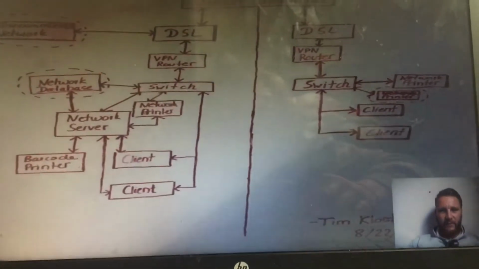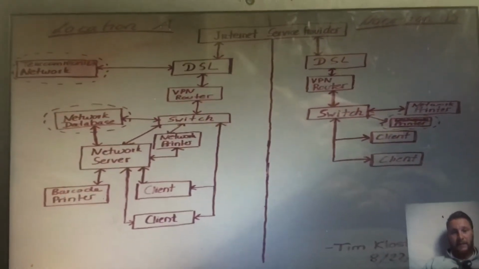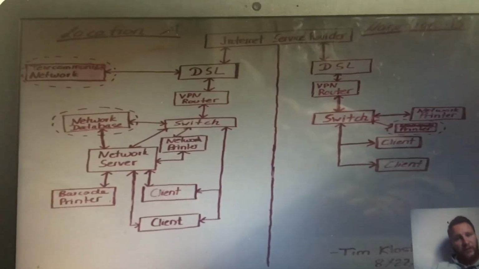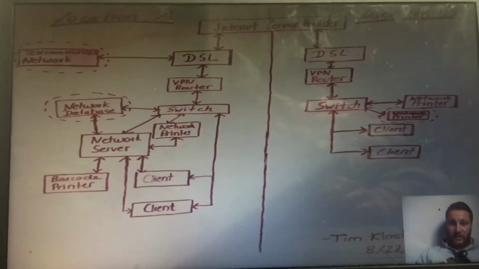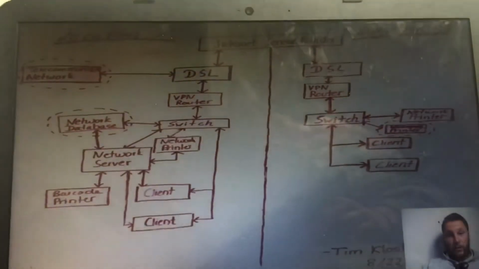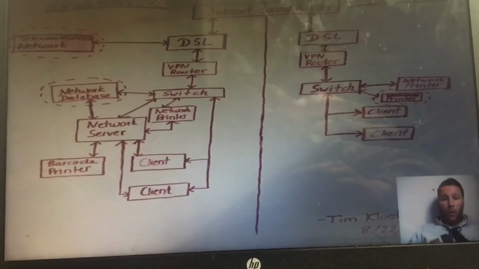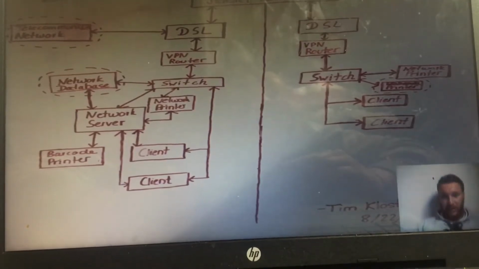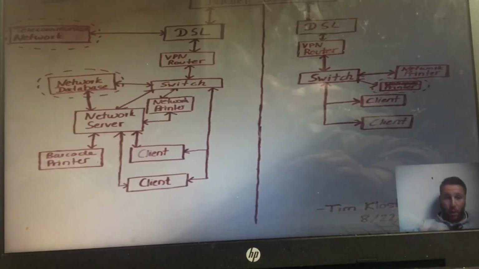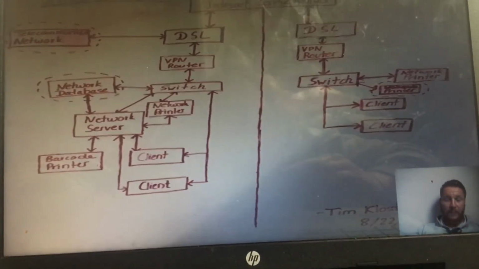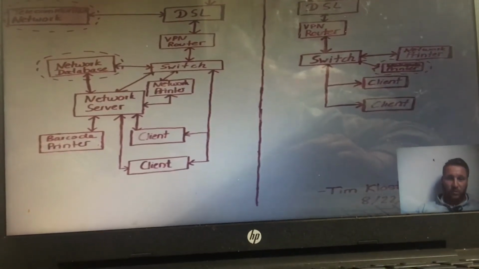Here's the big picture of the new ISA that I created. Not a lot of things have changed. In location A, we still have the internet service provider, which is connected to the DSL. The DSL connects to a telecommunication network, which is new. However, the DSL is still connected to the VPN router, and the VPN router is still connected to the switch. But now we have connected a couple more things to the switch. I added more links to the switch and to the network server.